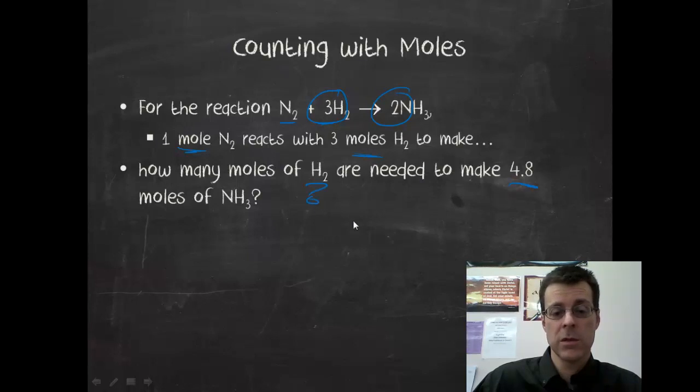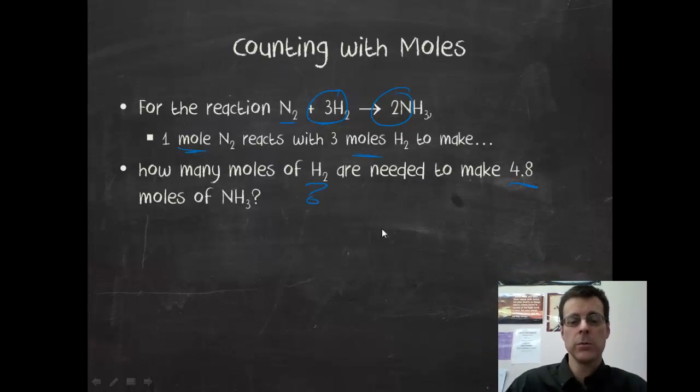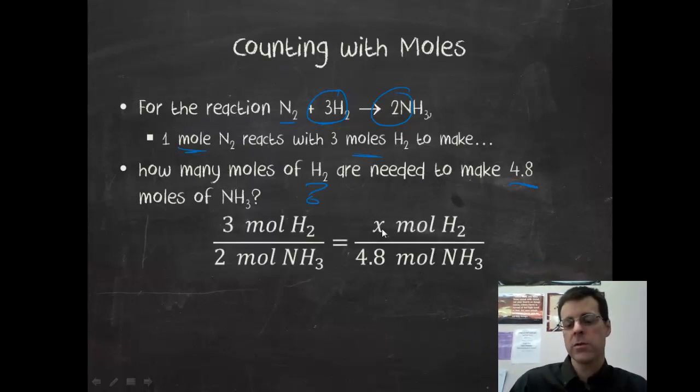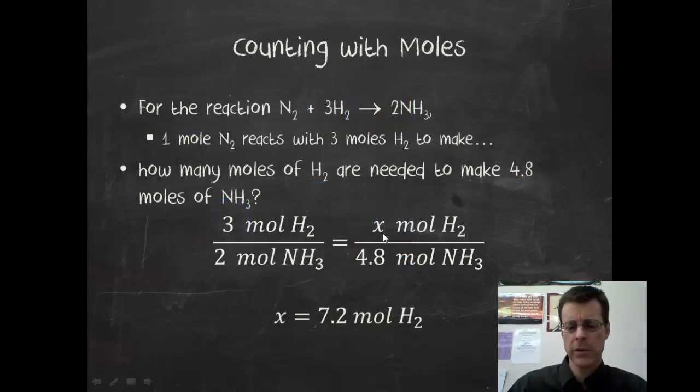So I'm still looking for the same unknown, hydrogen. So my ratio is going to look a lot alike. And again, if I just focus on the numbers and ignore the labels for a moment, I need to have the labels, otherwise I'm going to probably forget what I'm trying to do. But if I just look at the numbers for a minute, the question actually becomes very, very familiar. Solving that, 7.2 moles of hydrogen.